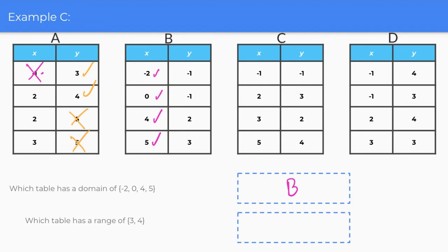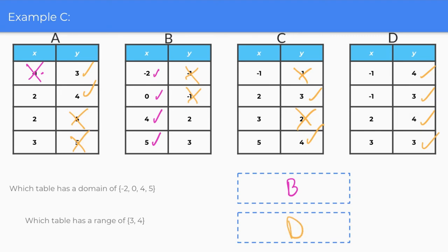Table B, -1, okay, no, those aren't numbers that we're looking for, so table B is out. Table 3, we've got a 4 and we've got a 3, so things are looking up, but oh no, -1 and 2 are not what we're looking for. And the last one, we've got a 3, a 3, a 4, and a 4. We are looking for that one, so table D is our correct answer.